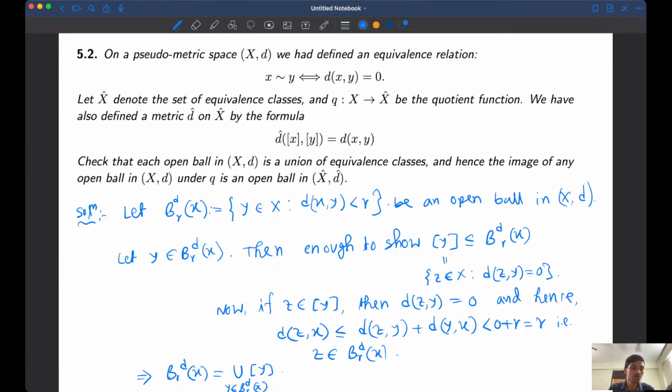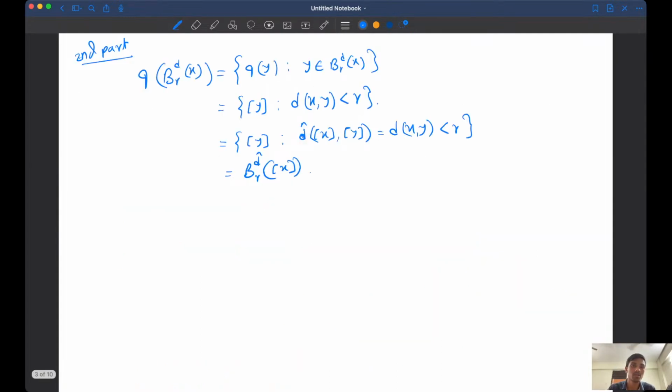So this also implies that the open balls form a basis for your topology on both sides. So it takes basic open sets to basic open sets. That also implies that Q is an open map, right? Because to check openness, it is enough to check on the basic open sets, and on the basic open sets it is already satisfying that. So from there we have that Q is actually an open map.